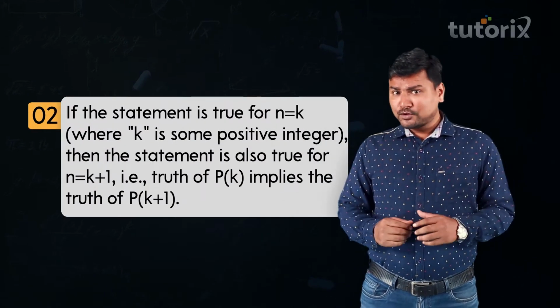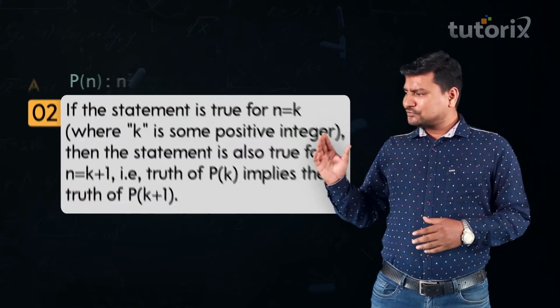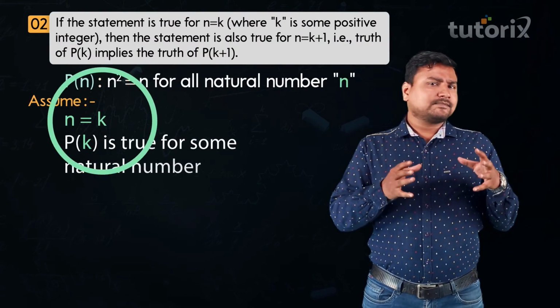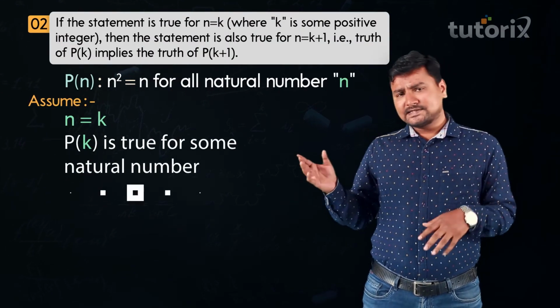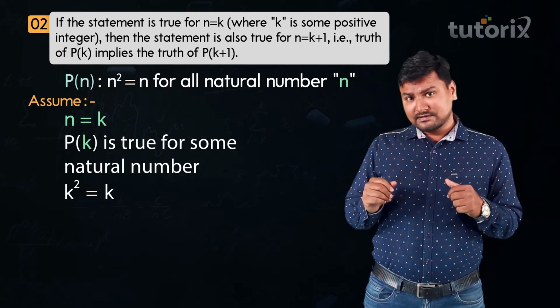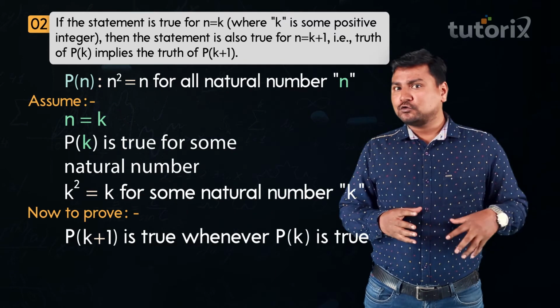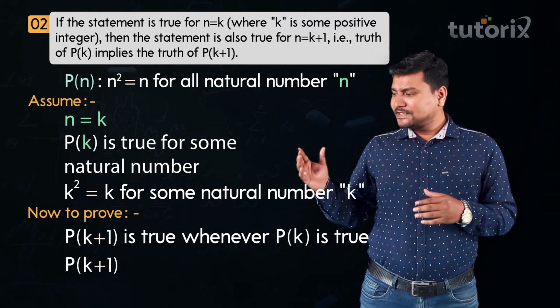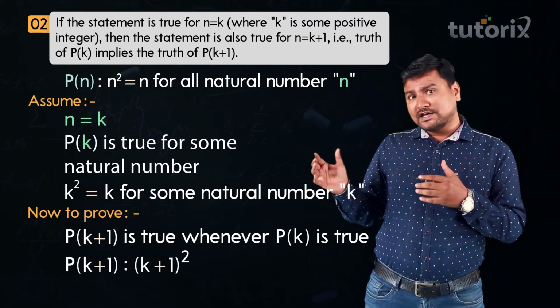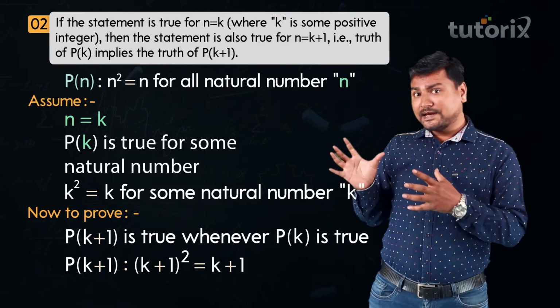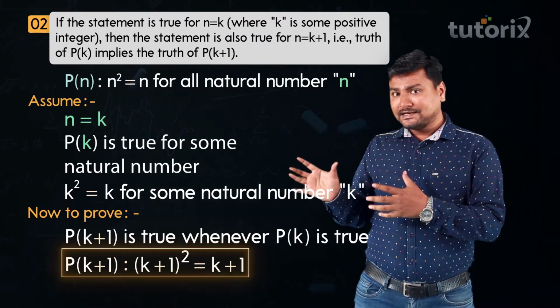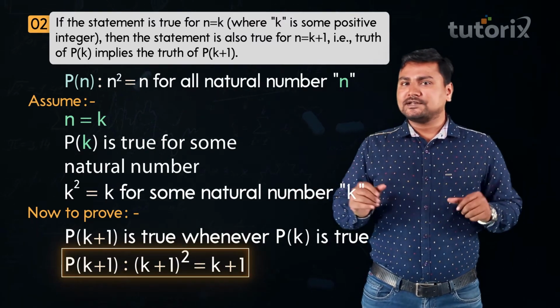So now by the second property, let's assume that this is true for n is equal to k, where k is some natural number. So this implies that k square is equal to k, right? Now we have to prove that Pk plus 1 is also true. That is, Pk plus 1 says that (k plus 1) whole square is equal to k plus 1. If we are able to prove this, then our statement is true in general.